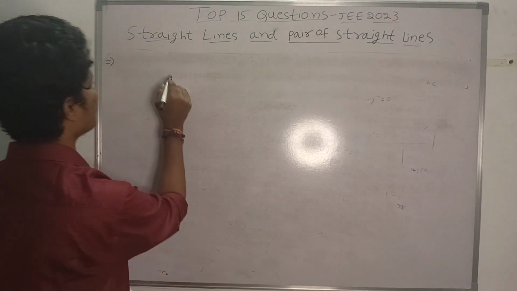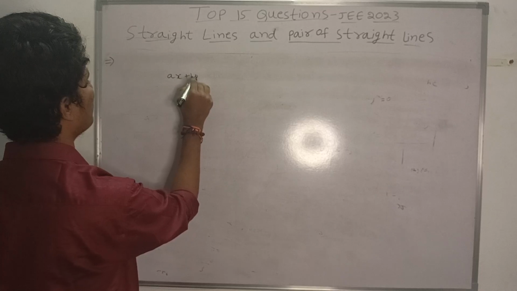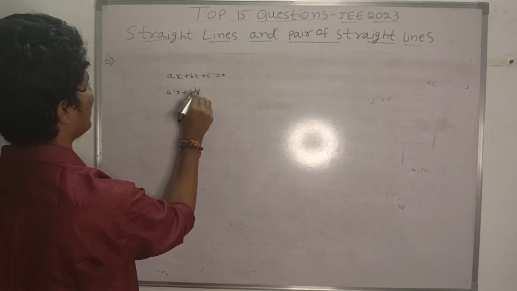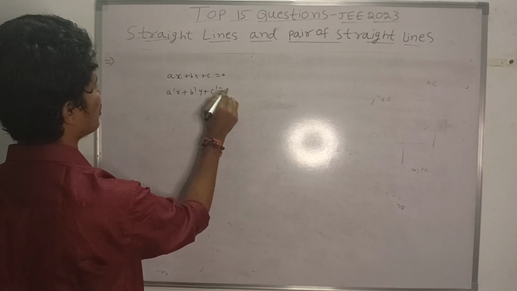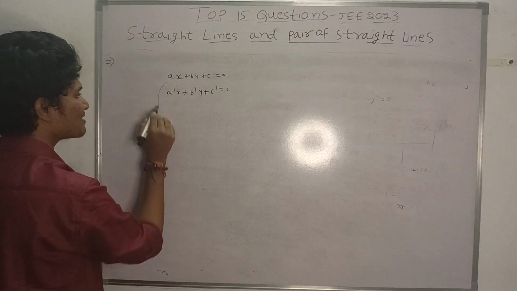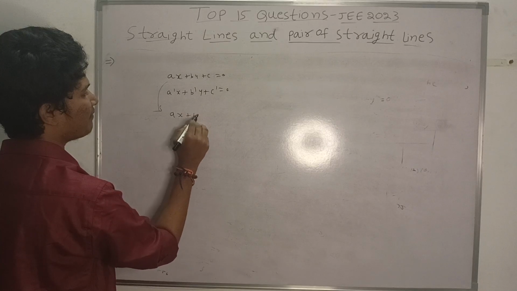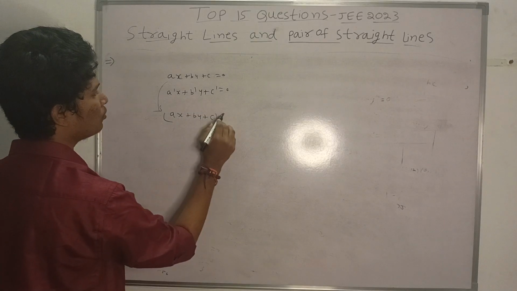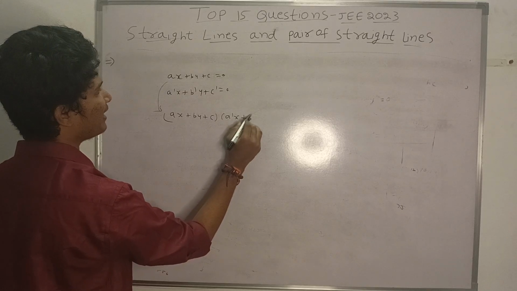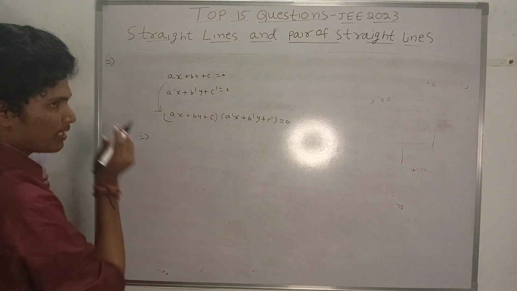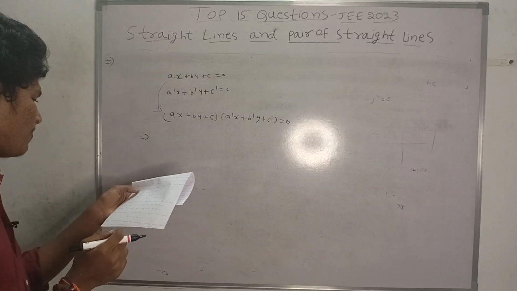So basically this is the equation they given, ax plus by plus c equal to 0, first equation, a dash x plus b dash y plus c dash equal to 0. These two equations can be represented as a pair, that is ax plus by plus c into a dash x plus b dash y plus c dash equal to 0. This is the theory part. I already explained the previous question.